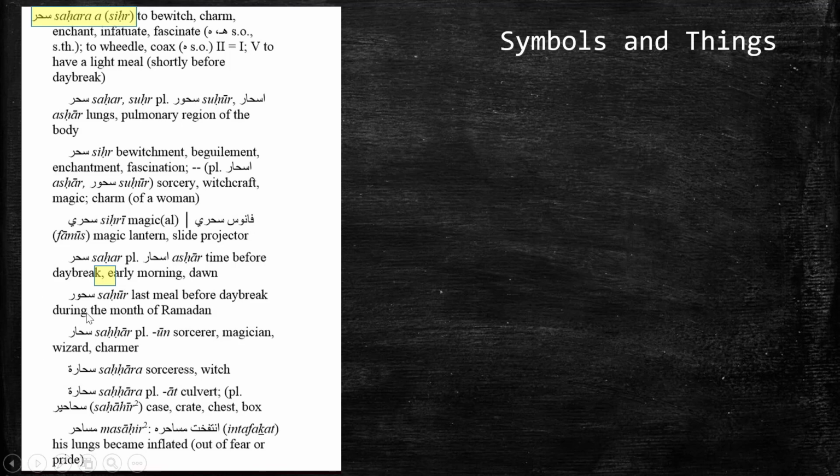Also, the author mentions, if you read the introduction, that these commas here indicate, if they're between words, that the definitions he's given are all synonyms for one another. So here we see a comma, which means that time before daybreak, early morning, and dawn are all synonyms.